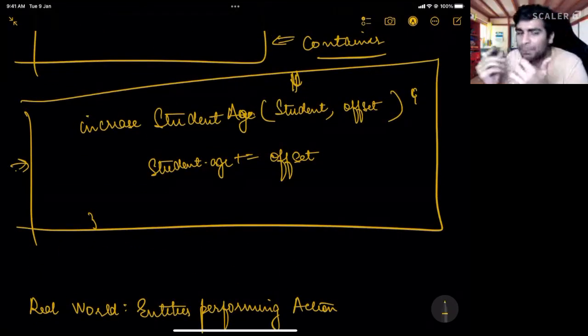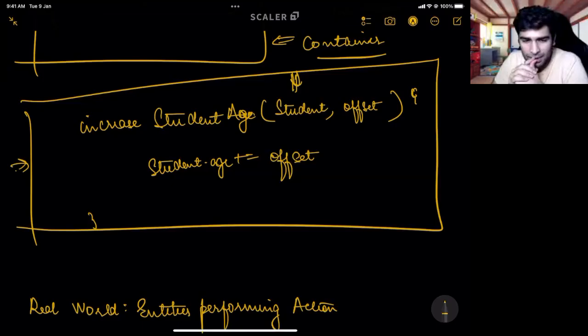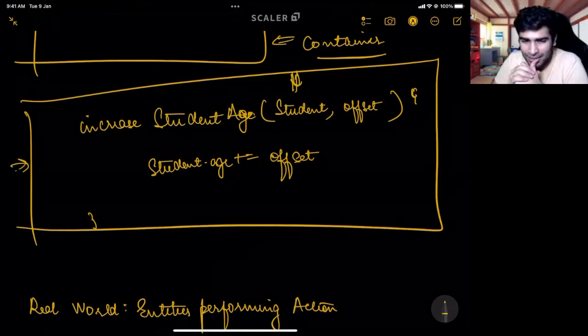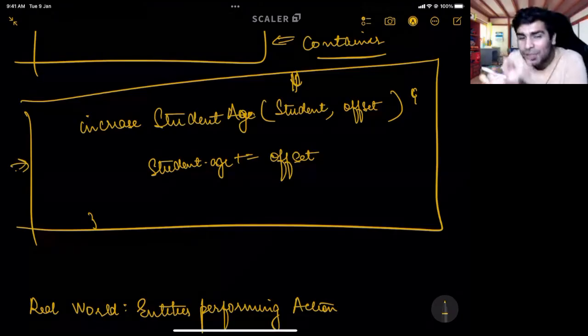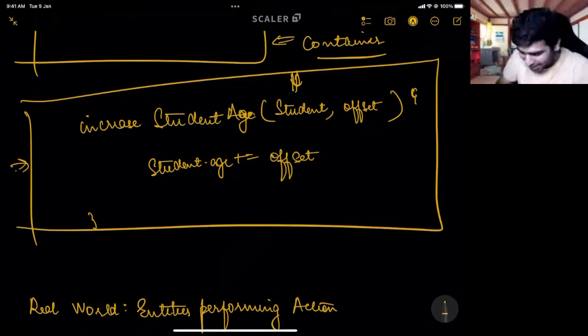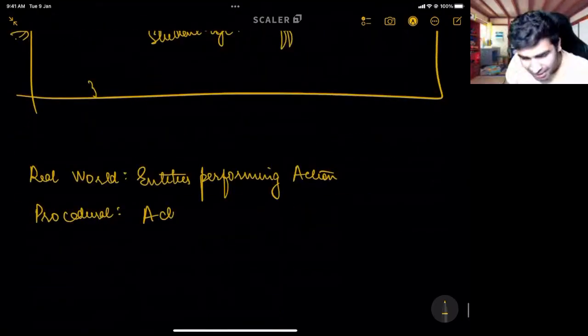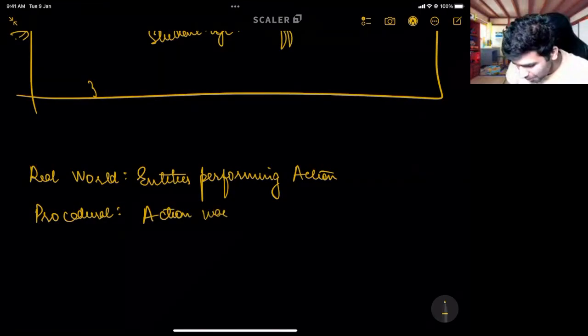Did the entity perform an action here, or did something else happen? How will you write this thing? What happened here? An action was performed on an entity. Here, an action was performed on an entity.